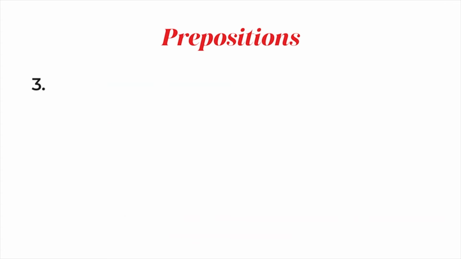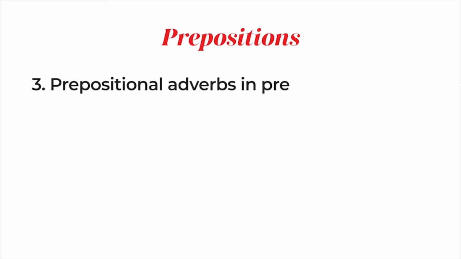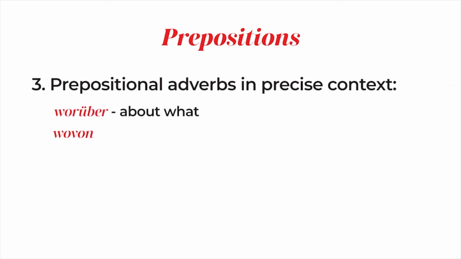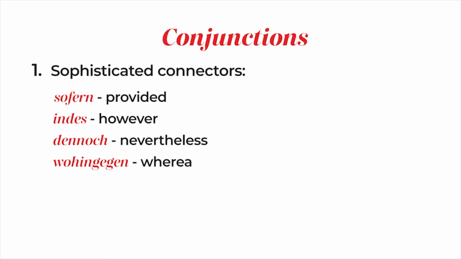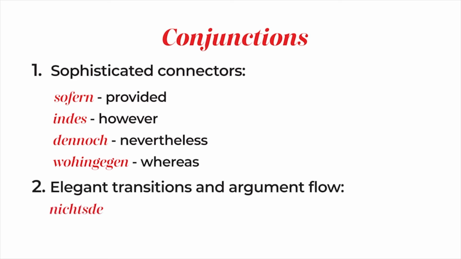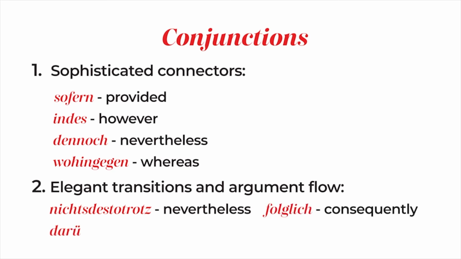Prepositional adverbs in precise context. Worüber, about what. Wovon, from what. Wofür, for what. Conjunctions, sophisticated connectors such as sofern, indes, dennoch, and wohingegen. Elegant transitions and argument flow. Nichtsdestotrotz, nevertheless. Folglich, consequently. Darüber hinaus, furthermore.